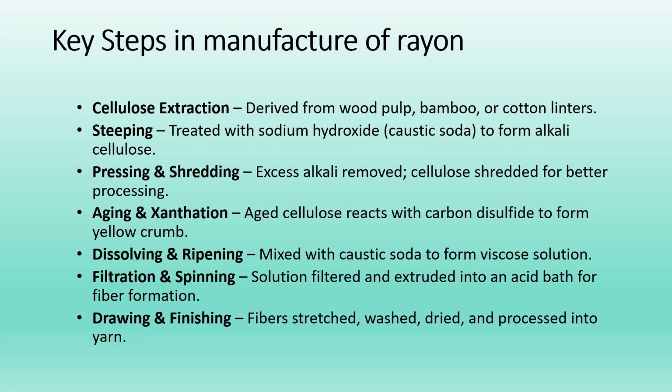Filtration and spinning. The viscose solution is filtered to remove impurities that may affect fiber quality. The filtered viscose is then forced through fine nozzles, that is, spinnerets, into a sulfuric acid bath, which solidifies the viscose filament. These steps transform the liquid solution into rayon fiber.